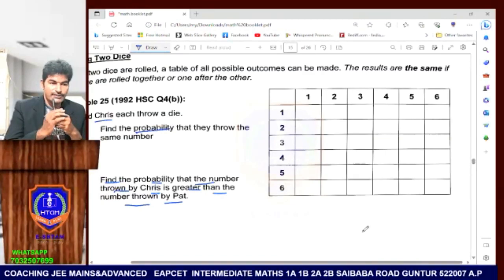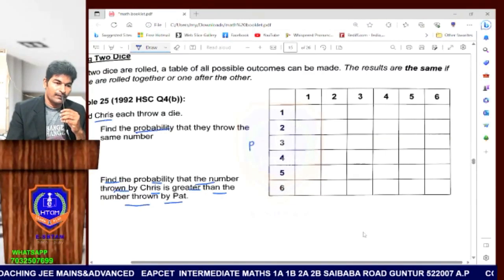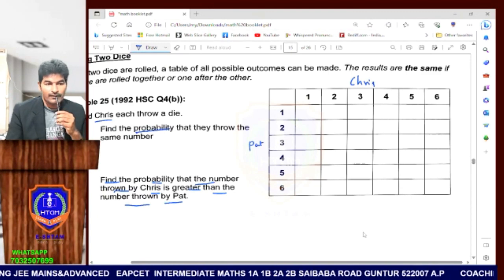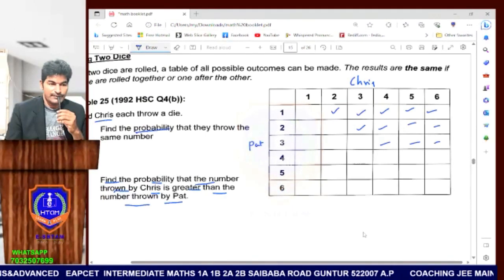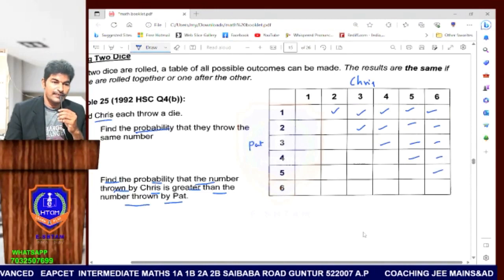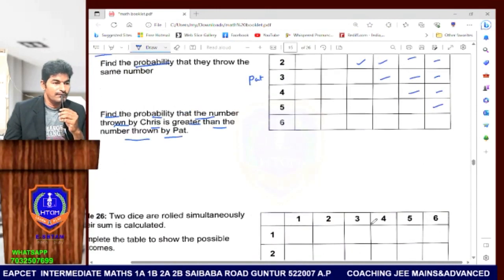You can use the table. Write it down, this is Pat and this is Chris. So (1,2) will be taken, (1,3), (1,4), (1,5), (1,6), (2,3), (2,4), (2,5), (2,6), (3,4), (3,5), (3,6), (4,5), (4,6), (5,6). That's it. These are the events I use to calculate the probability. Okay, next question.